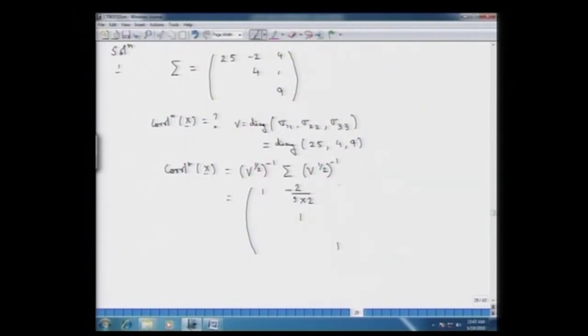Similarly, the 1-3 element is the correlation between x 1 and x 3. That is given by 4 divided by 5 multiplied by the square root of 9, that is 3. Now, similarly, this element is the correlation between x 2 and x 3. That is given by 1, which is the covariance here, and then the standard deviations of x 2 and x 3, which is 2 into 3. So, this is our correlation matrix for this particular random vector x 1, x 2, x 3, simple.